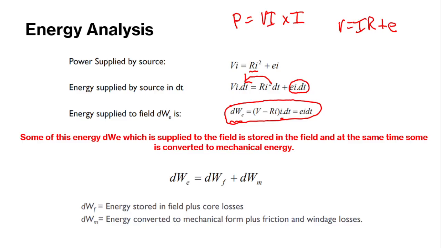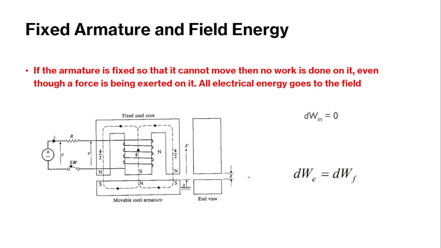And then there are friction and windage and so on. So this is the first one. Total energy is equal to the energy stored in the field plus the core losses plus the energy converted to mechanical form, and then plus the friction element, which is just metal on metal, so we will have friction. You don't need to know the majority of this, they're just an issue.